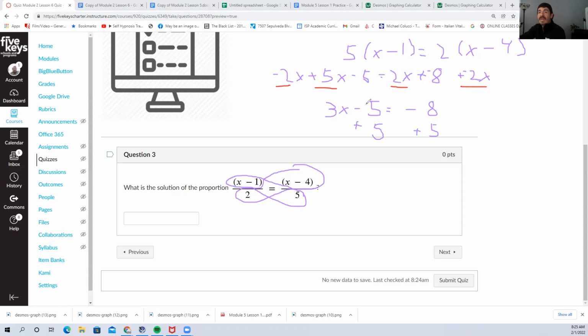This 5 goes away. That became a 0. That was by design. That's what I wanted. 3x is equal to -8 plus a positive 5, which is -3. I'm going to multiply by the reciprocal of 3, which is 1/3.